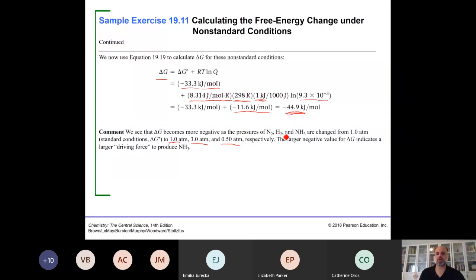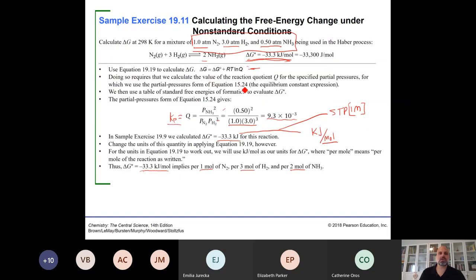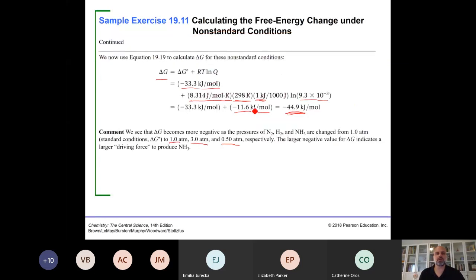we're going to favor the reaction going in the forward direction, which makes sense. If you think about the reaction equation here, if we have 1 atmosphere of N2, 3 atmospheres of H2, and only half an atmosphere of NH3, you can see that the number of gas molecules is much larger on the left-hand side of the equation, which is going to favor a shift to the right-hand side. So it makes sense that we're going to have a larger delta G under these non-standard conditions.